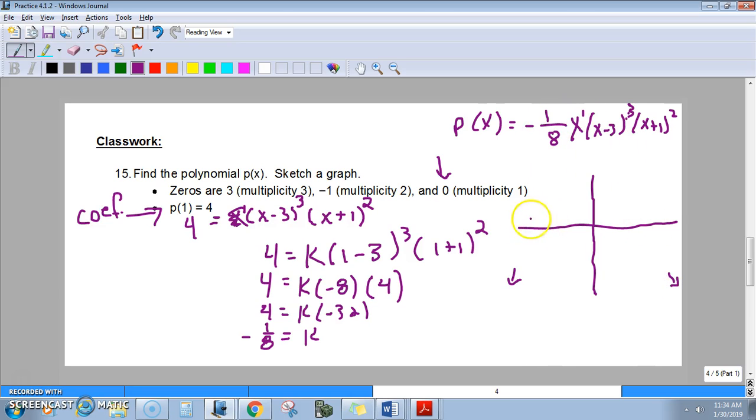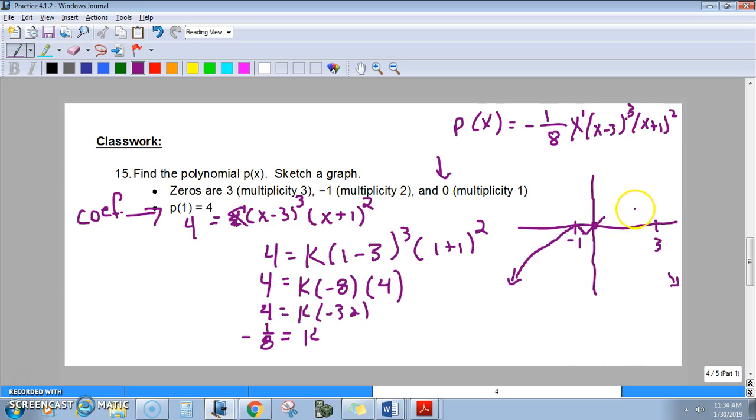My zeros are negative 1, 3, and 0. Okay, so it has to come up this way. The -1 has multiplicity 2, so it's going to go back down like this. But then it's got to go up through this 0, and it's going to go straight up through this 0 because it has multiplicity of 1.